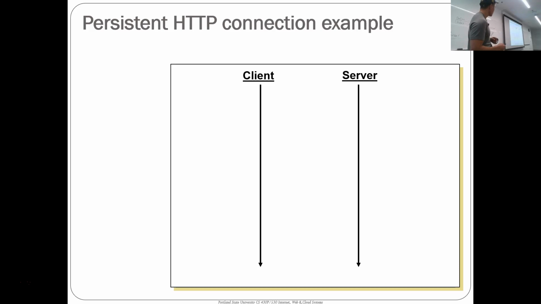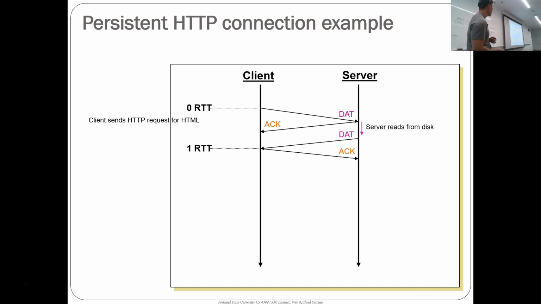So this is an animation of what it looks like. I have the client and the server again. The client does the handshake, and some of the handshake is not shown here, and sends the request for content. The server reads it from the disk. That's one round trip time.